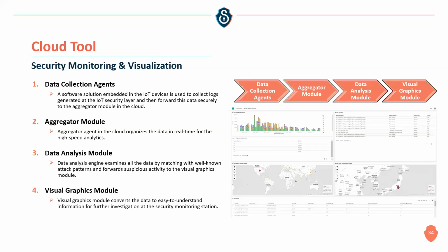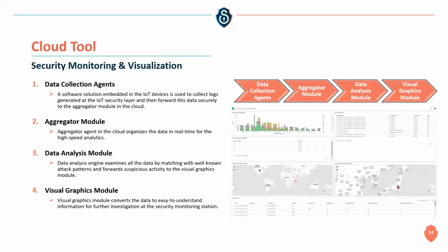These agents send this data to the aggregator module in the cloud, which then organizes the data in real time using the high-speed analytics of Amazon Web Services, so that we can analyze it through the data analysis module. This engine ensures that whatever data is being reported by the IoT layer gets analyzed with respect to well-known attack patterns, and any kind of suspicious activity can be flagged to the security monitoring center.